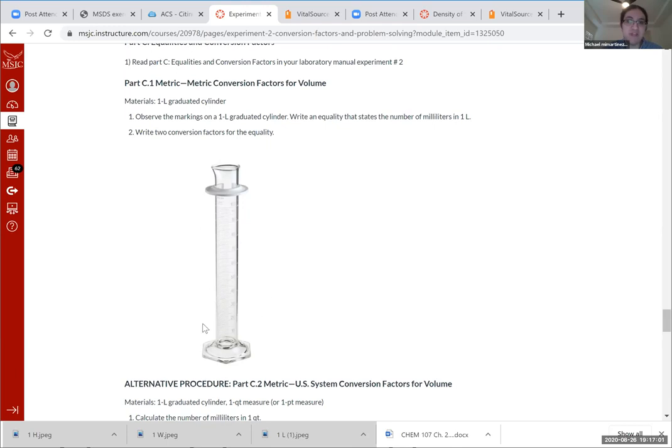So I've given you a picture of a 1 liter graduated cylinder, and you're going to write an equality that states the number of milliliters in 1 liter. And then you're going to take that equality and write 2 conversion factors, 2 ratios relating milliliters and liters. Does that part make sense? Any questions so far on this overview for today's lab?